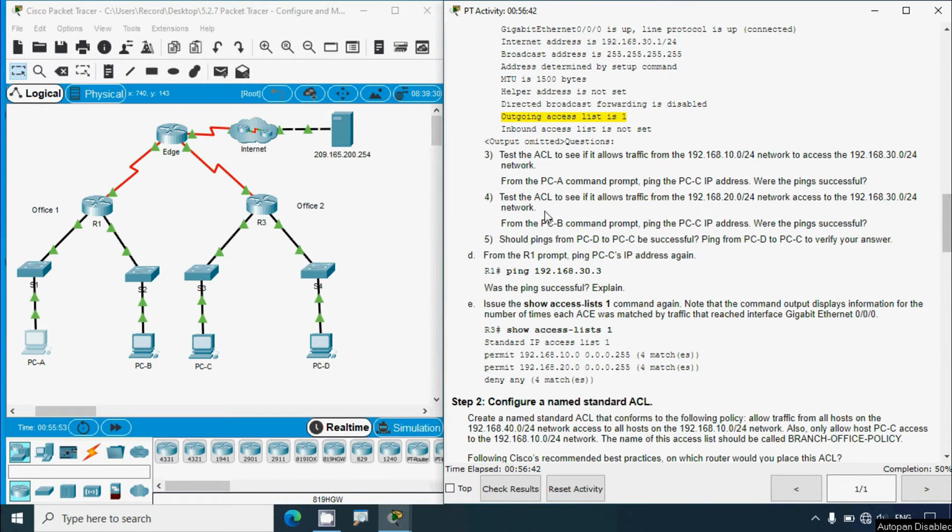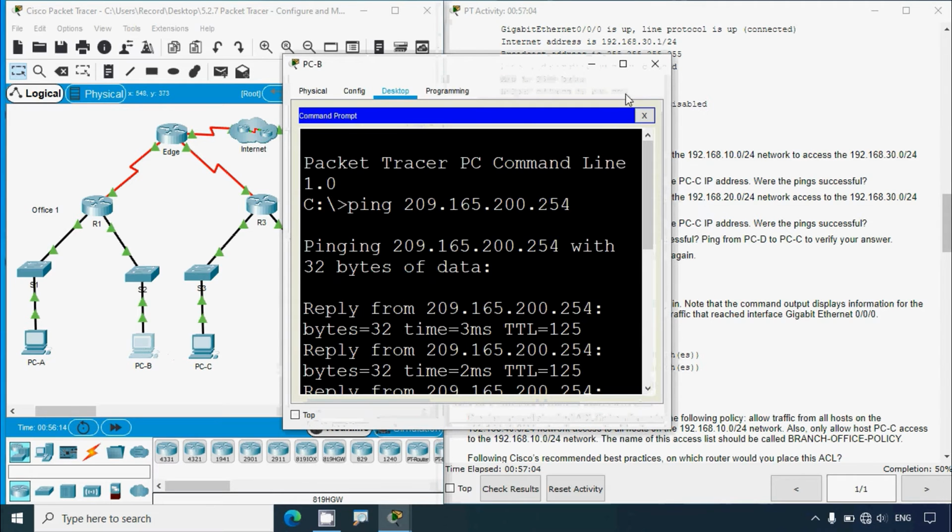Then test the ACL to see if it allows traffic from the 192.168.20.0/24 network to access the 192.168.30.0/24 network. From the PC-B command prompt, ping the PC-C IP address. Was the ping successful? It should succeed. We will test it.